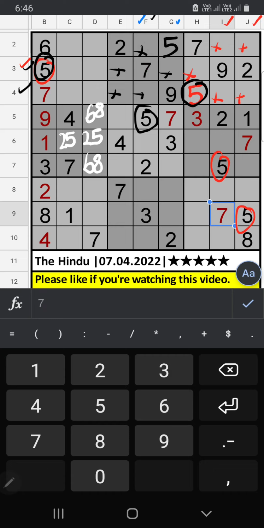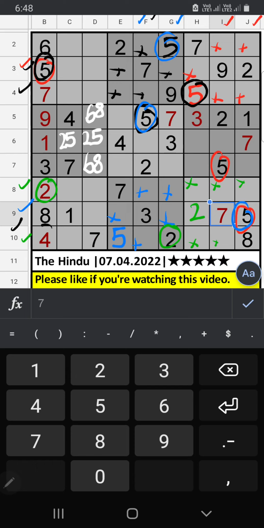Column F and column G, we have 5. 9th row also we have 5. So 5 can't come in these cells. Then 5 is confirmed here. 10th row and 8th row, we have 2. So 2 can't come in these cells. Then 2 is confirmed here.